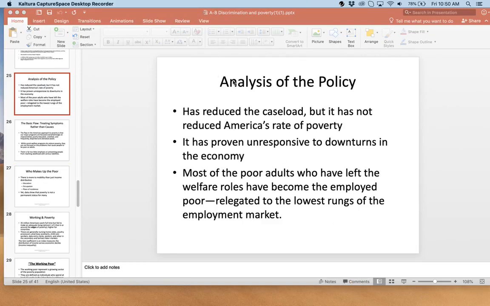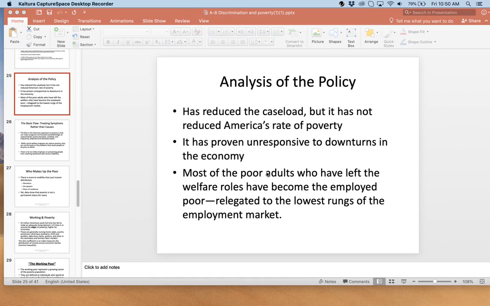So in summary, when you're analyzing it, you say, well, it has reduced the caseload, but it has not reduced the American rate of poverty, which is true. It has proven unresponsive to downturns in the economy, which is also very true, because basically it said, well, you cannot get benefits unless you prove that you have been seeking work. But there's no work. Companies are not hiring, so it didn't take care of that.